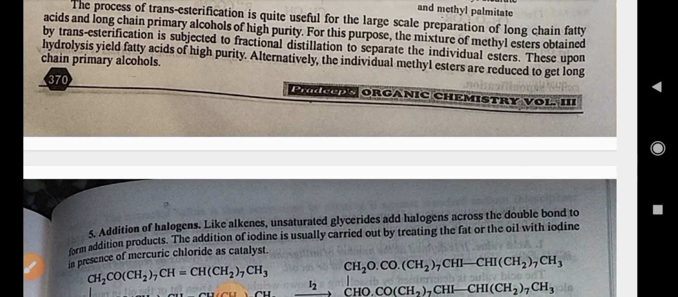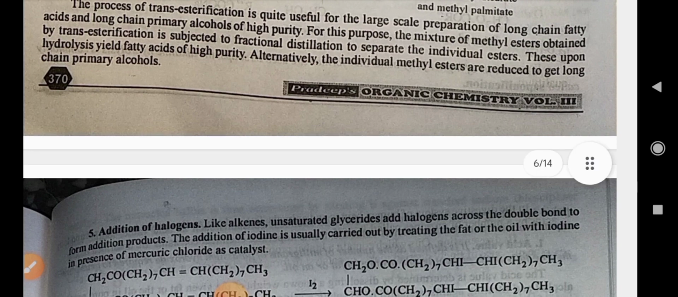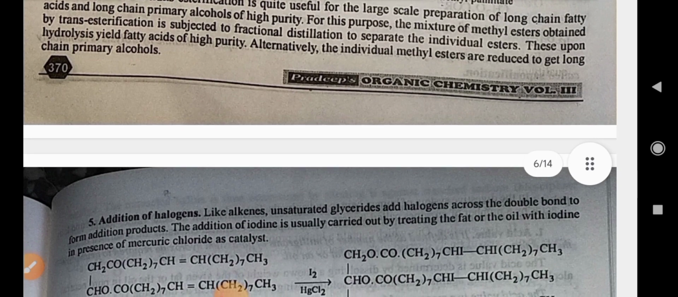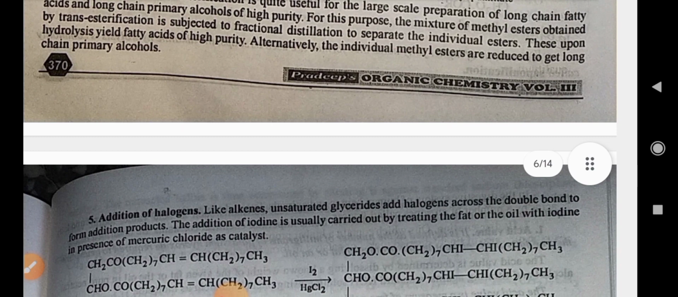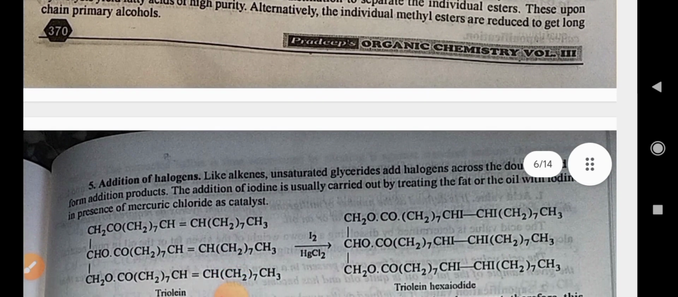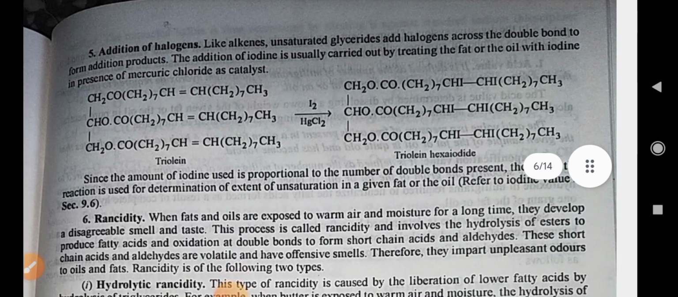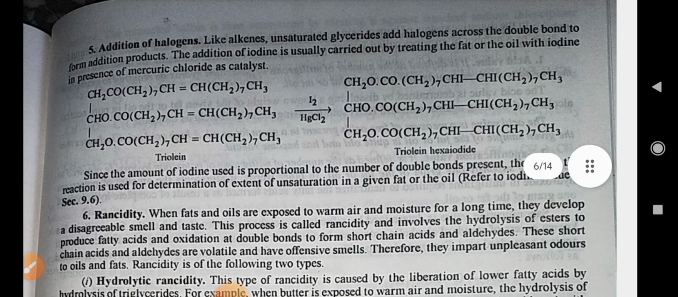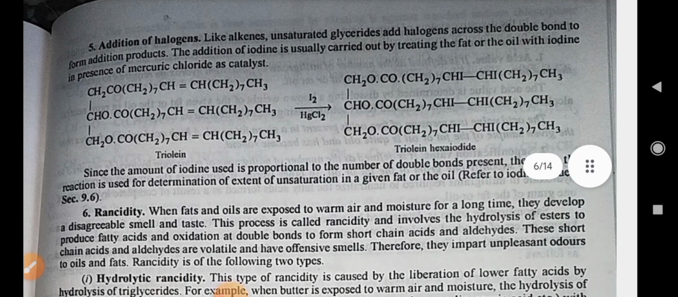For this purpose, the mixture of methyl esters obtained by transesterification is subjected to fractional distillation to separate the individual esters. These, upon hydrolysis, yield fatty acids of high purity. Alternatively, the individual methyl esters are reduced to get long chain primary alcohols. Addition of halogens. Like alkenes, unsaturated glycerides add halogen across the double bond to form addition products.